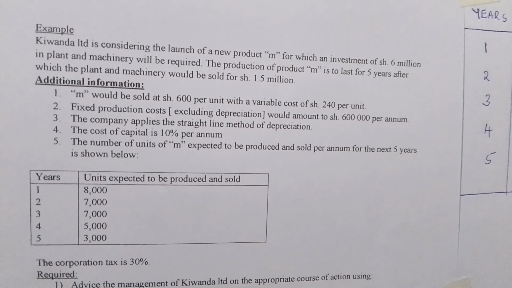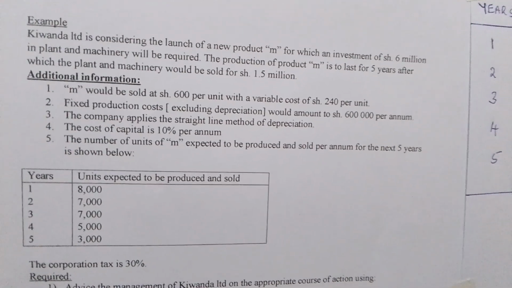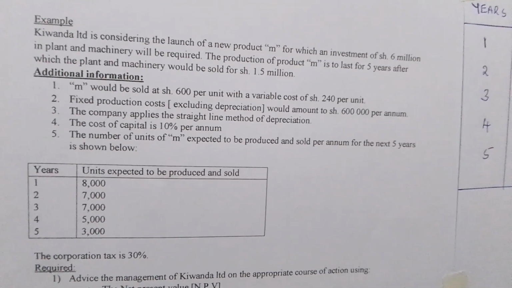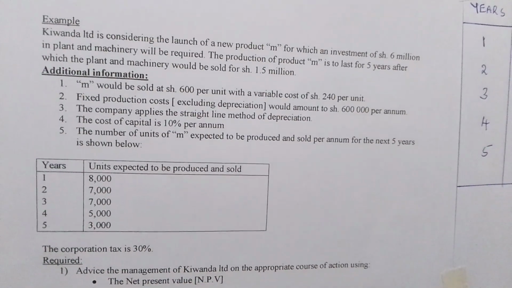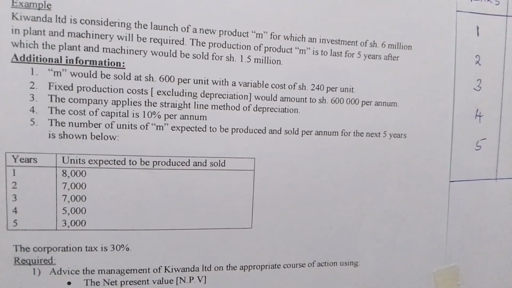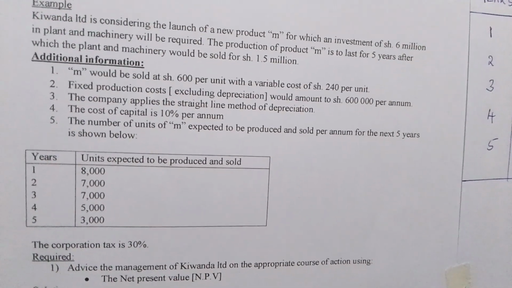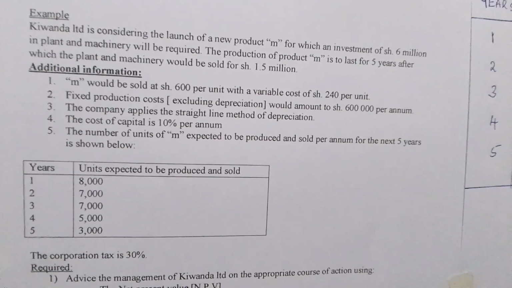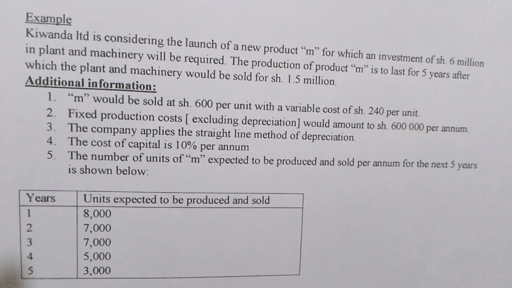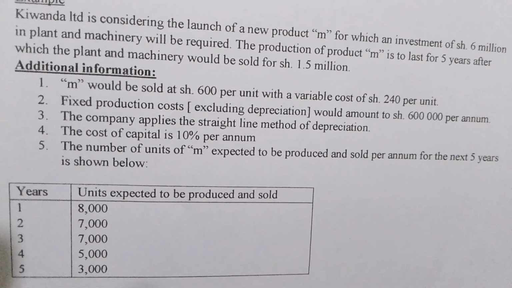Let's take this question. Kiwanda Limited is considering the launch of a new product M, for which an investment of shillings 6 million in plant and machinery will be required. The production of product M is to last for 5 years, after which the plant and machinery would be sold for shillings 1.5 million.